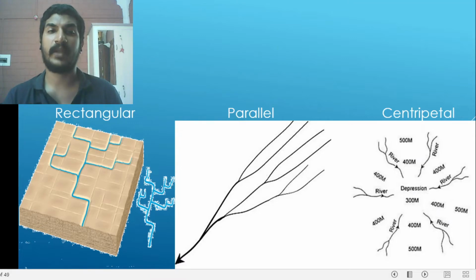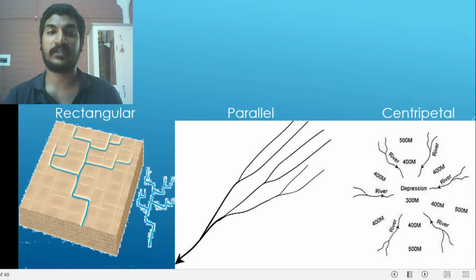The next pattern is the rectangular drainage pattern. The rectangular pattern is generally developed in regions where the rock joints form rectangular patterns. As you can see in the figure, the rocks are weathered and eroded along the interfaces of joints, fractures, and faults, and thus the surface runoff collects in such long and narrow clefts and forms numerous small rills.